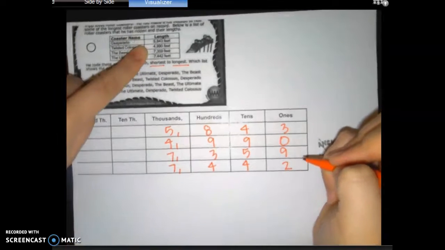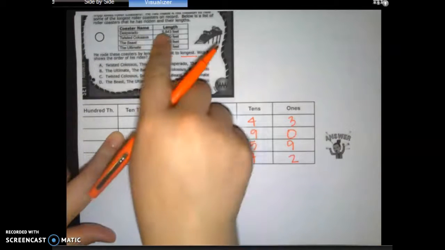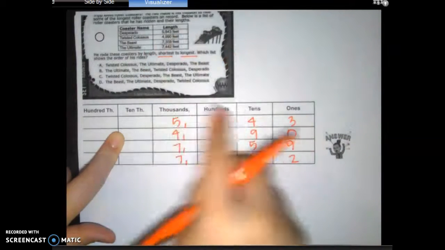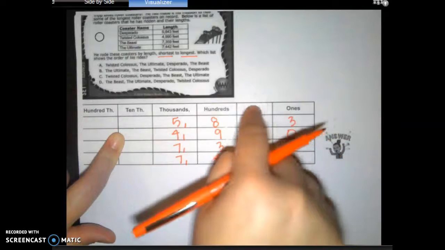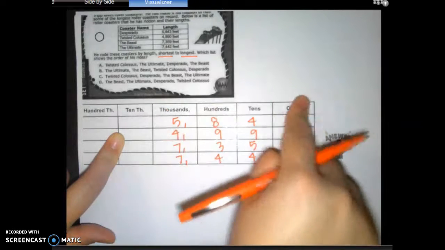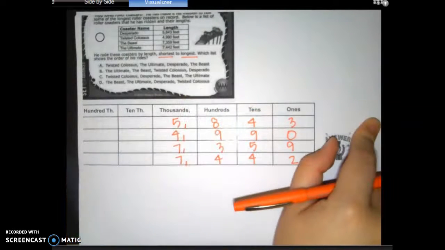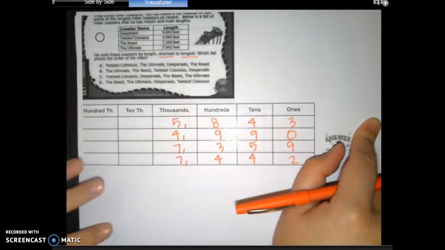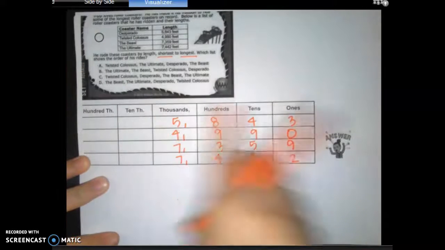You do not have a digit in your 10,000s or 100,000s. So make sure that when you're filling in your place value, if your number only has 4 digits, you're only using 4 place values. And we start in our ones and count to the left as your number gets bigger or your place value gets bigger. So I have my numbers plugged in.